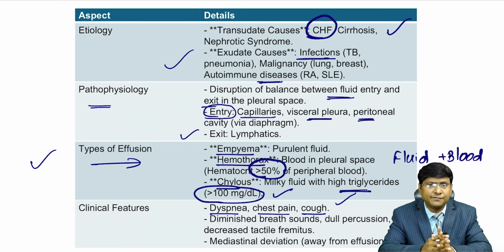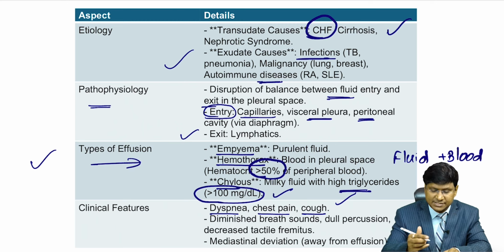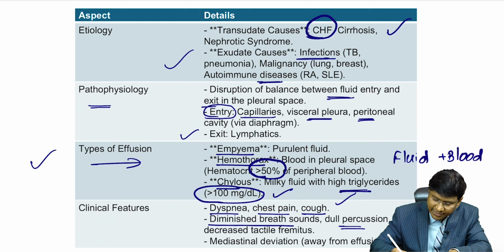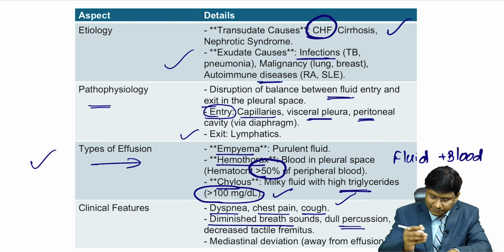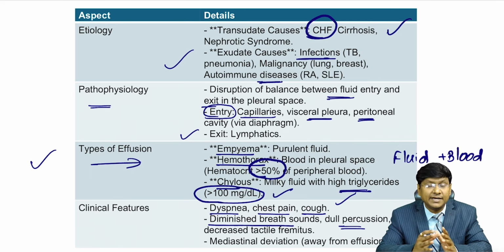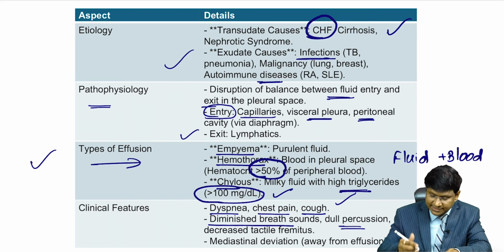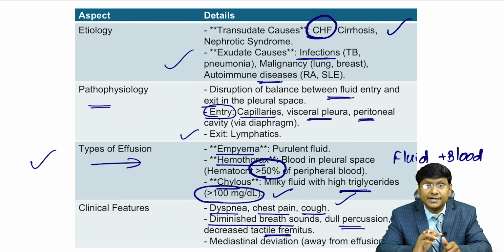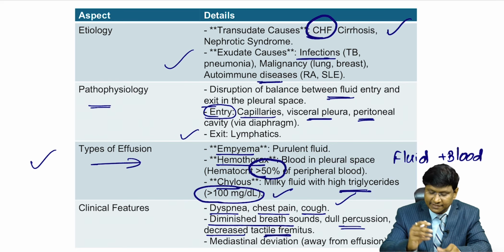Because there is excess amount of fluid in the pleural space, what will happen to the breath sounds? There will be diminished breath sounds, and on percussion you will have a dull note, and the type of dull note will be a stony dull note. And what will happen to the tactile fremitus? Because there is decreased conduction of the vibration to the surface of the chest, there will be decreased tactile fremitus as well as decreased vocal fremitus.